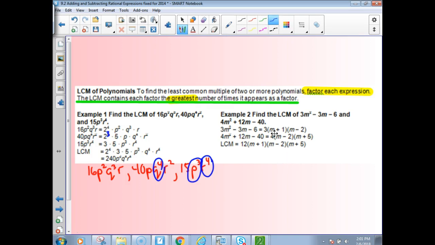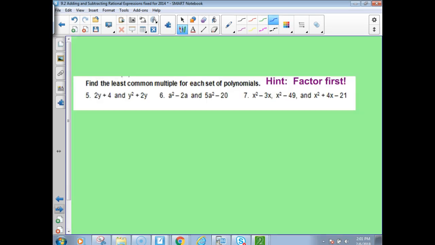I'm going to move on. Let's go ahead and just do a couple of examples together, finding the least common multiple for each set of polynomials. In the first, we're going to factor out a 2, so you'd have 2 times y plus 2. The second one, y squared plus 2y, you could factor out a y times y plus 2.